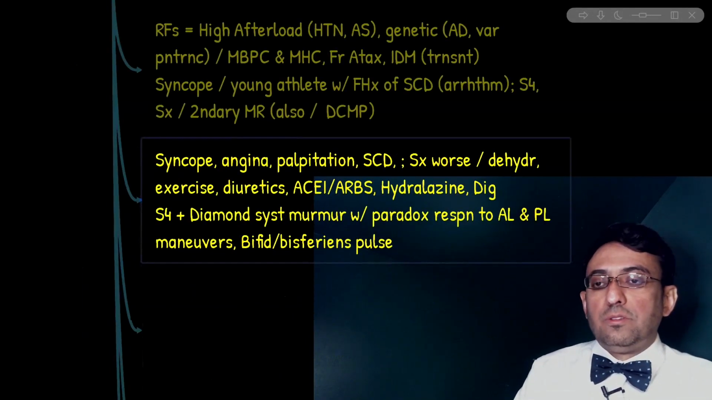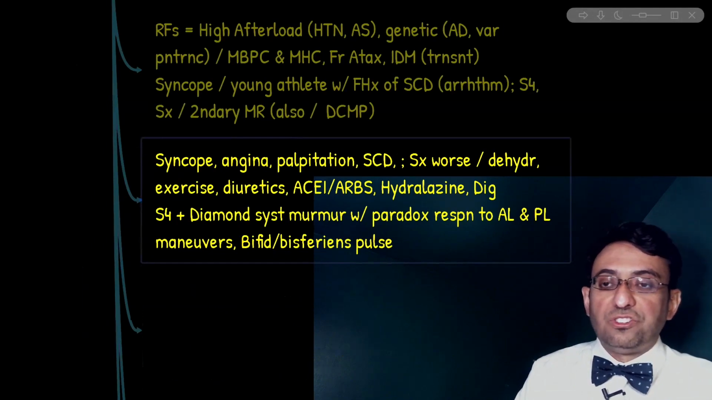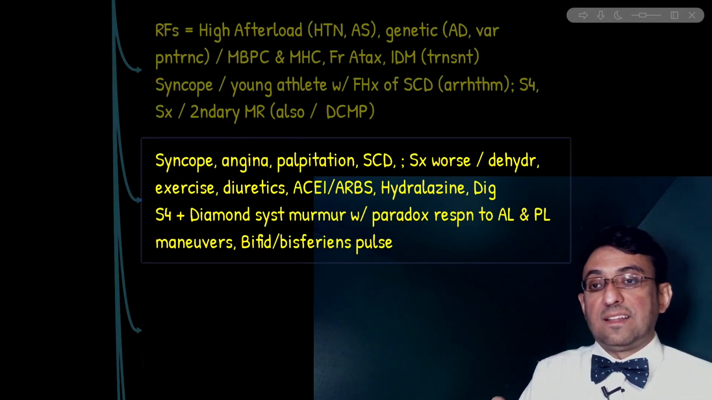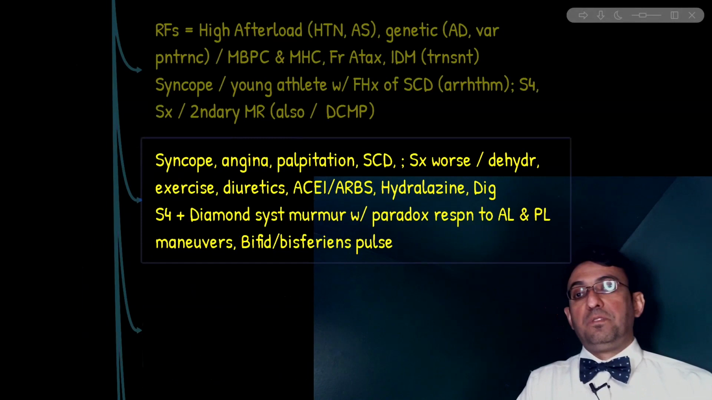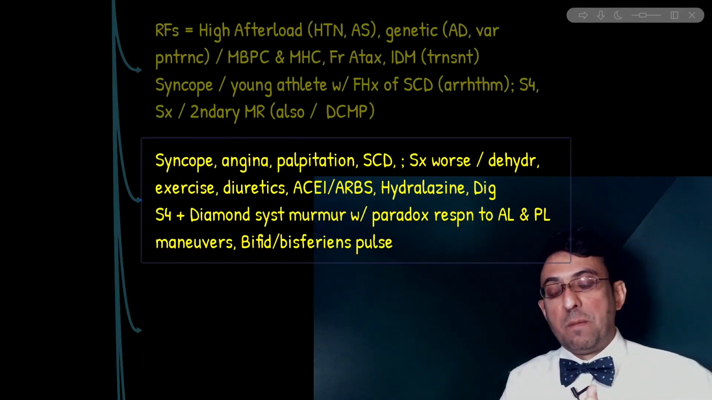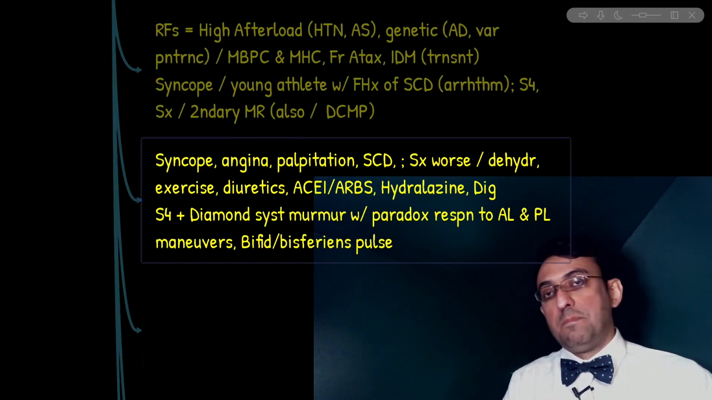Describe the murmurs of hypertrophic cardiomyopathy. The murmur is diamond-shaped, holosystolic at the mid to lower left sternal border, also referred to as Erb's point. But the most important factor about the murmur is the fact that it has a paradoxical response to both afterload and preload maneuvers. Please remember this statement. By paradoxical response, what do I mean? This is my classification that would help you.